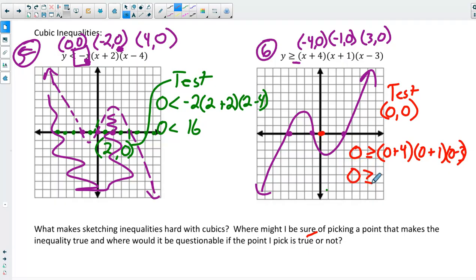So this will give me a positive number. This will give me a positive number. That will give me a negative number. Positive times a positive times a negative gives me what kind of number? Negative number. Is 0 greater than or equal to a negative number? Yeah, it has to be. Okay? So that means that this is going to be a solution.